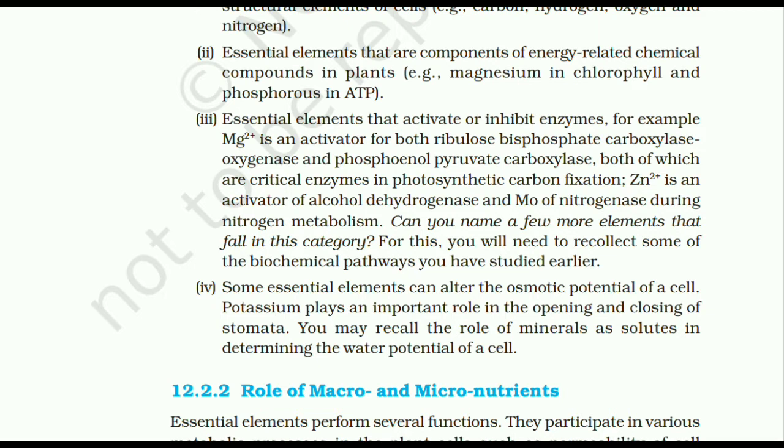Number 4, some essential elements that can alter the osmotic potential of a cell. Potassium plays an important role in the opening and closing of stomata. You may recall the role of minerals as solutes in determining the water potential of a cell.